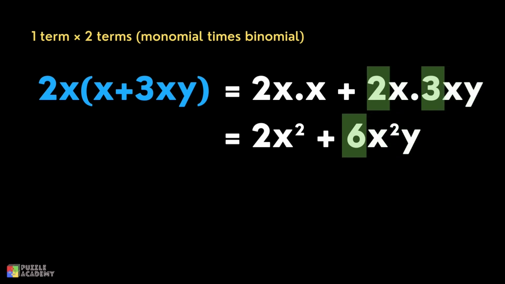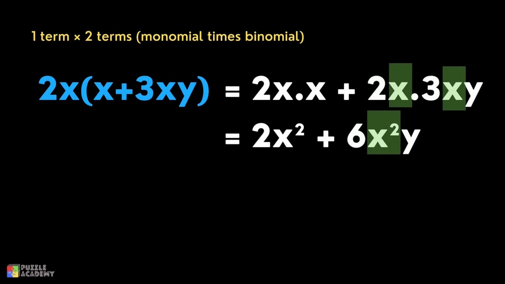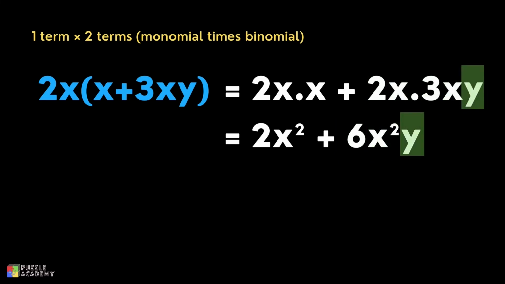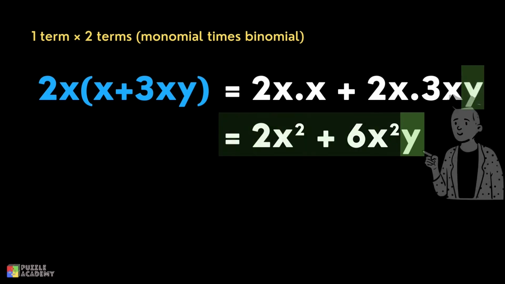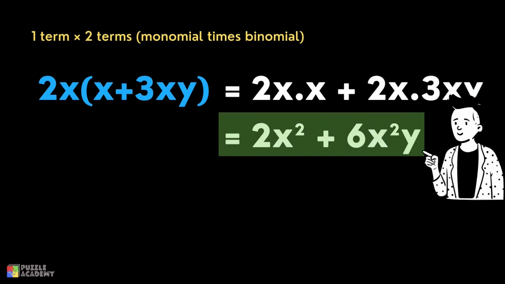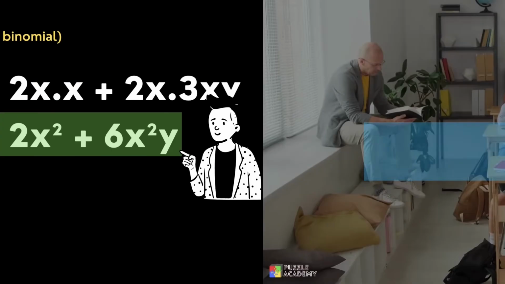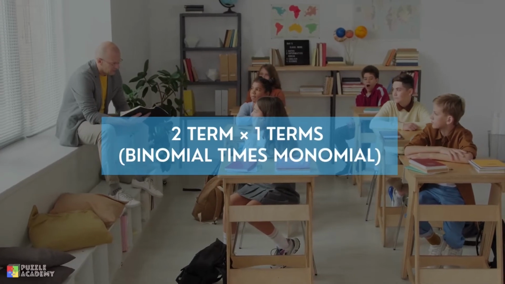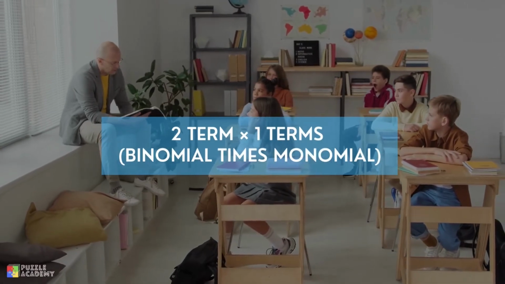Multiply first the constant, 2 times 3 is 6. Then the variables, x times x is x squared. Then we will just copy the y. And the final answer in this example is 2x squared plus 6x squared times y. Another case that we have is binomial times monomial. So we have 2 terms times 1 term.